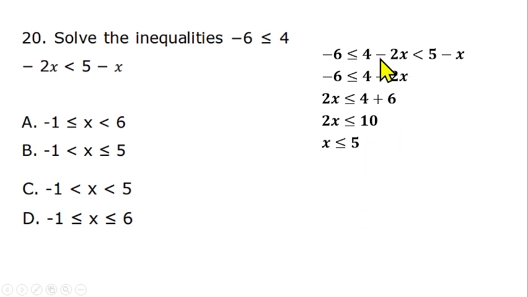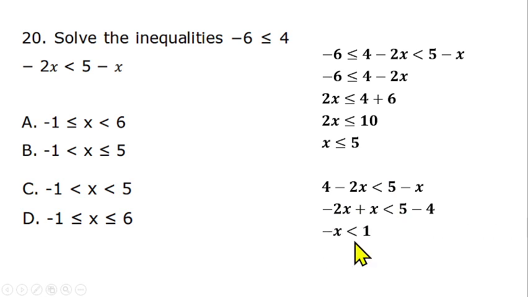Then the second statement is 4 minus 2x is less than 5 minus x. The first statement is what you have dealt with here. Collect like terms as well. You'll have minus 2x plus x less than 5 minus 4. This gives us minus x is less than 1. Divide both sides by minus 1. The inequality will change to greater than, so we'll have x greater than minus 1.